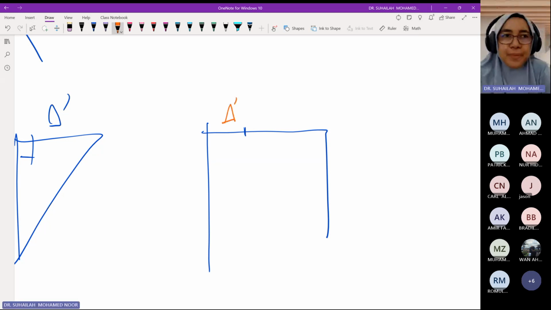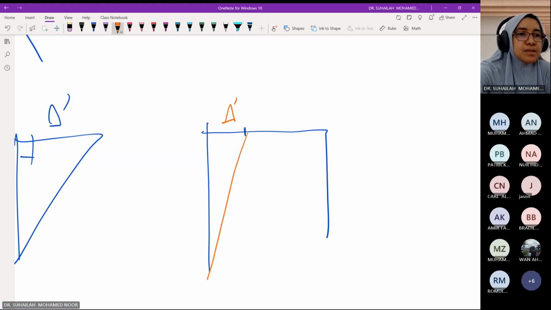Sini delta kan? Sini delta. Segitiga dia, sini. Okay. Perpendicular, sini. So, point B, bila after sidesway, B move to new position. Okay, B yang baru, B prime. B move to B prime, perpendicular.